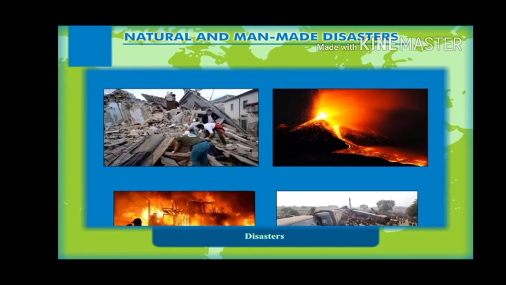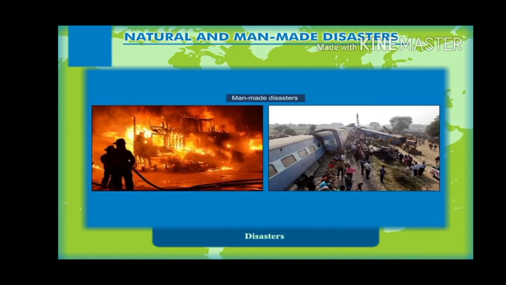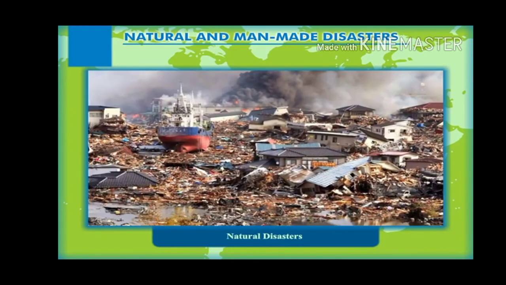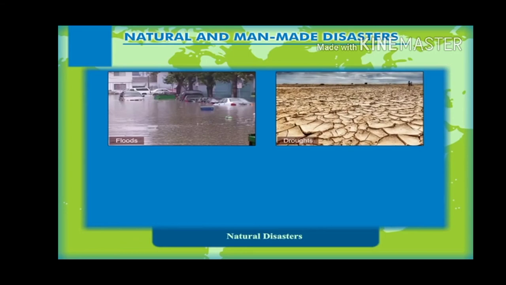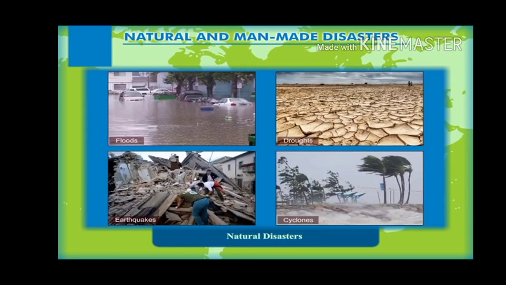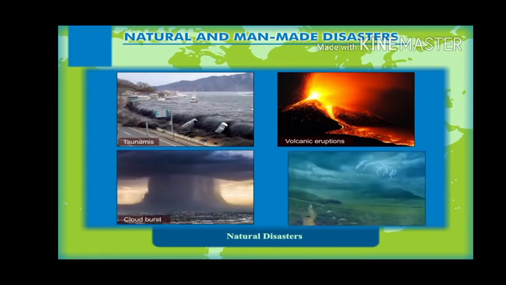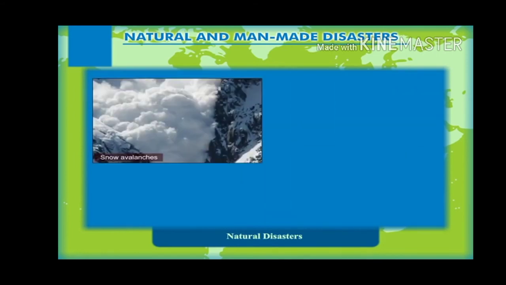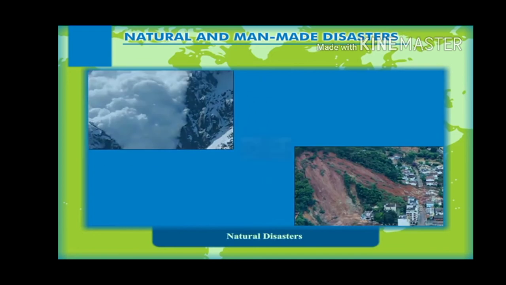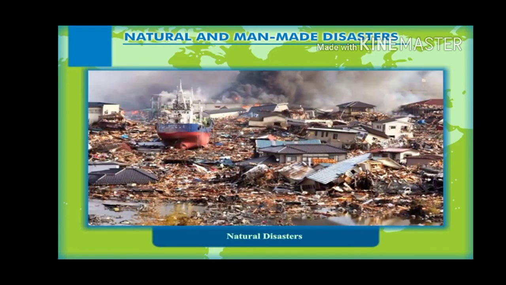You can see it, volcanic eruptions. So they happen due to natural causes. Now let's talk about man-made disasters. Most of the natural disasters cannot be prevented or averted. They take their own course. Most of the time they cannot be controlled, but we can minimize their effects, like floods, tsunamis, volcanic eruptions, cloud bursts, storms, snow avalanches, and landslides.